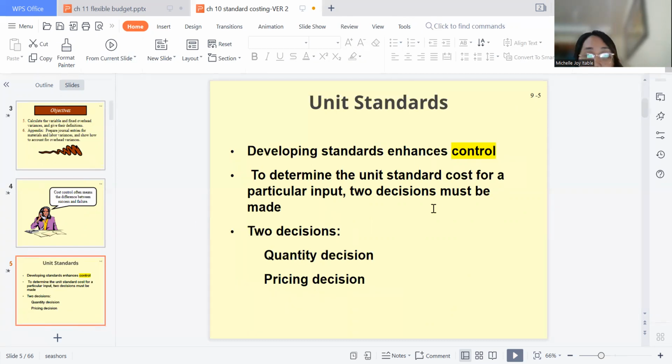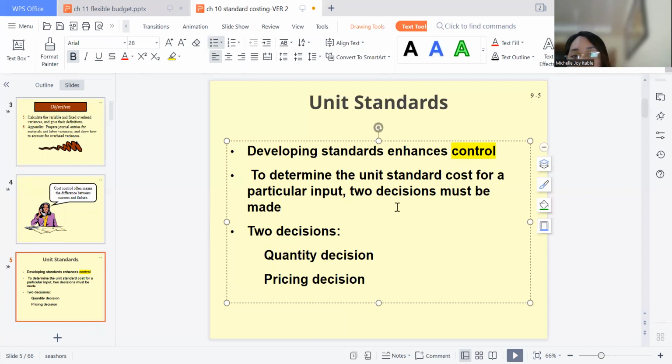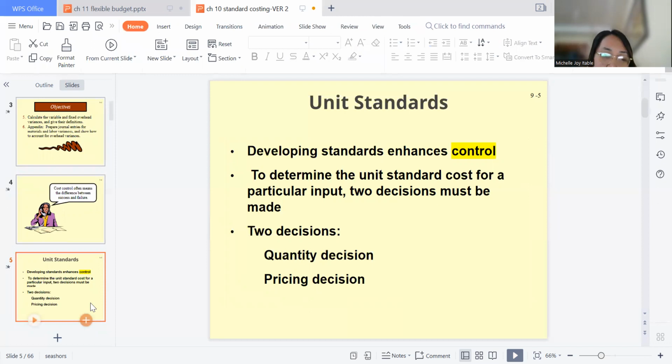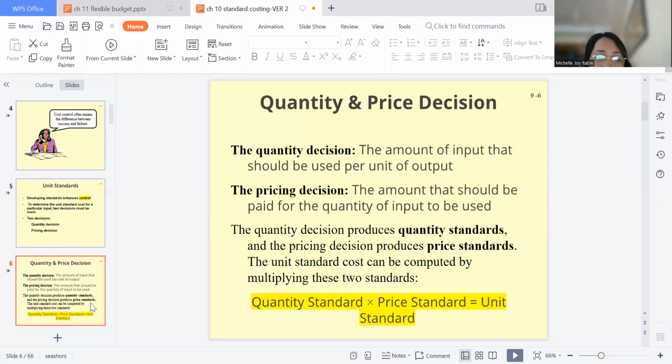To determine the unit standard cost for a particular input, two decisions must be made. First and foremost is the quantity decision, and the next one is the pricing decision. So what is this quantity decision and pricing decision? When we say quantity decision, this is the amount of input that should be used per unit of output. Magkano ba yung gagamitin natin na input, in order for us to create this particular per unit of output?